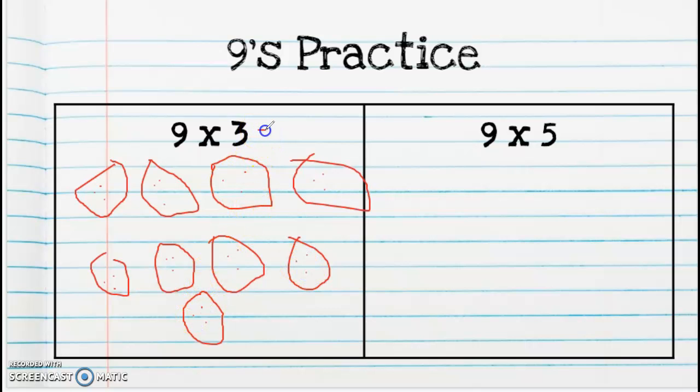And then you're going to count all of those dots. 1, 2, 3, 4, 5, 6, 7, 8, 9, 10, 11, 12, 13, 14, 15, 16, 17, 18, 19, 20, 21, 22, 23, 24, 25, 26, 27. You would have done the same thing over here. 9 groups with 5 in each group, and you should have gotten 45. If you got 27 and 45, good job, guys. Excellent work.